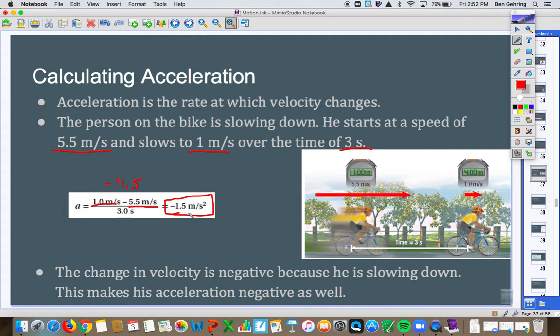And remember that negative sign indicates that he is slowing down. So the change in velocity is negative because he is slowing down, and this makes his acceleration negative as well. So that is how you use the equation. We're going to practice that in the next video.